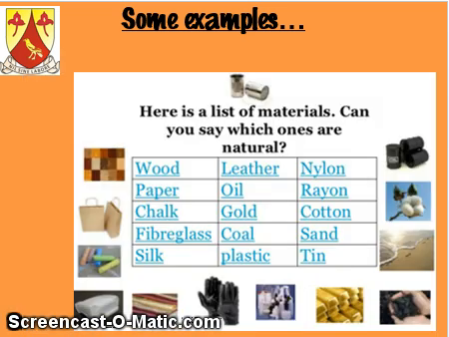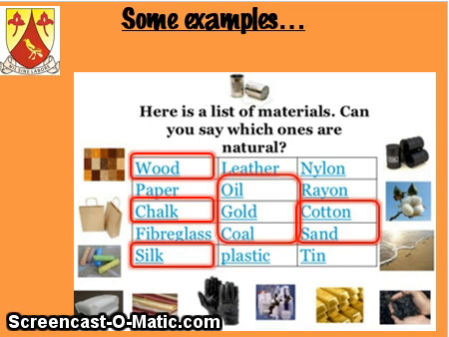Let's have a look. Here's a list of materials. Can you say which ones are natural and which ones are manufactured? Okay, just pause the screen there and make yourself two little columns. See if you can separate them into raw and manufactured materials. Once you're ready, press play again and see if you got them right.